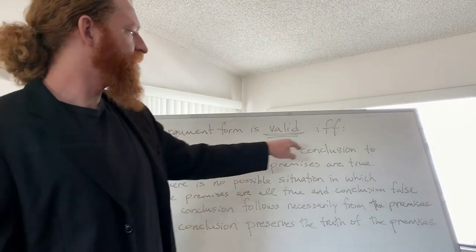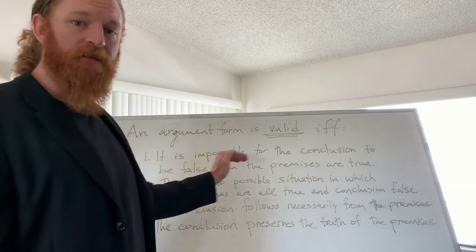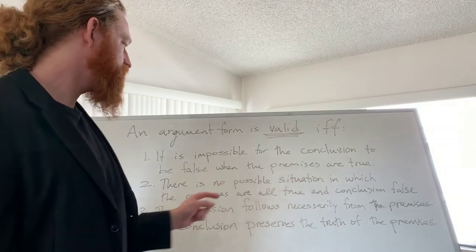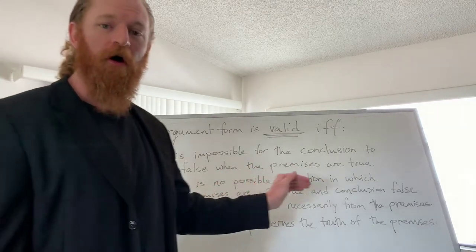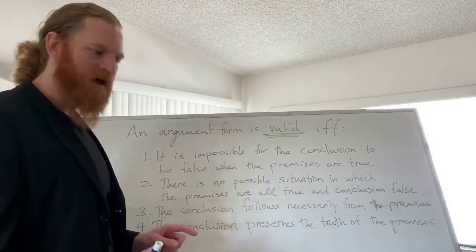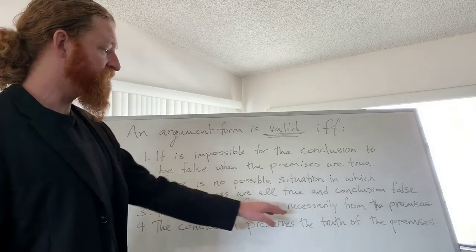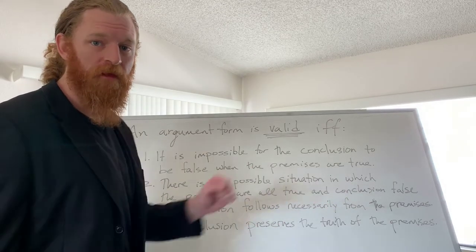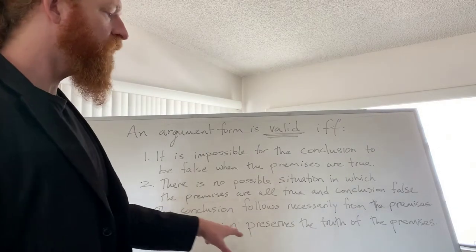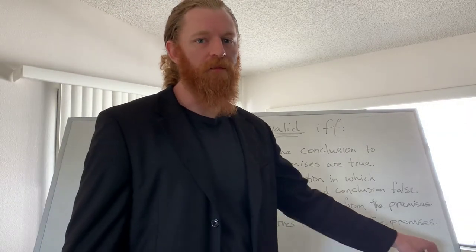It is impossible for the conclusion to be false when the premises are true. Another way to say that is there's no possible situation in which the premises are all true and the conclusion is false. Yet another way to say this, the conclusion follows necessarily from the premises. Finally, the conclusion preserves the truth of the premises.